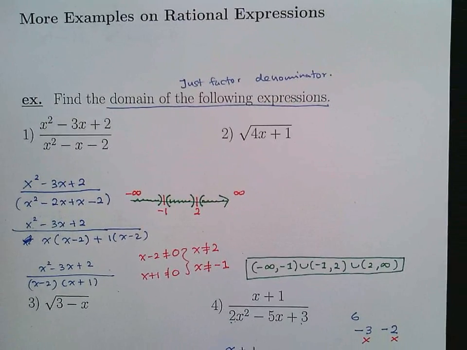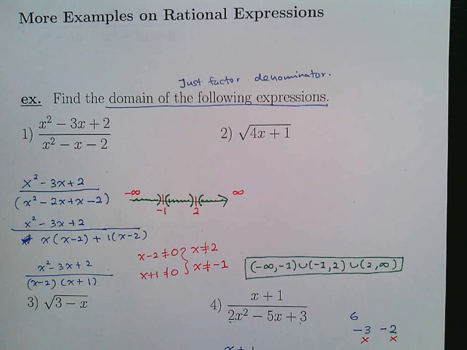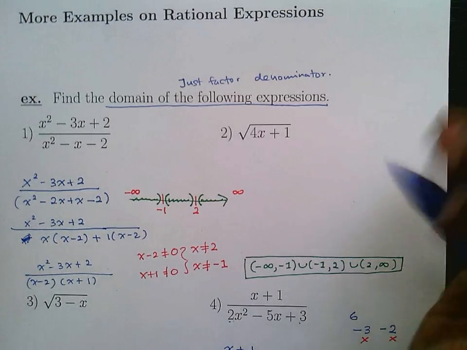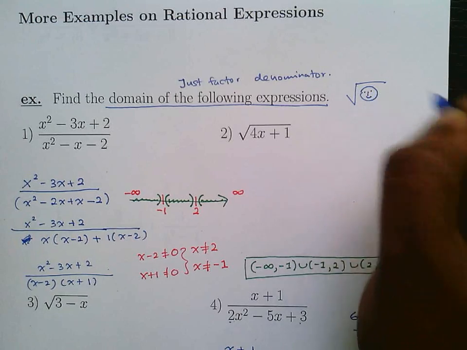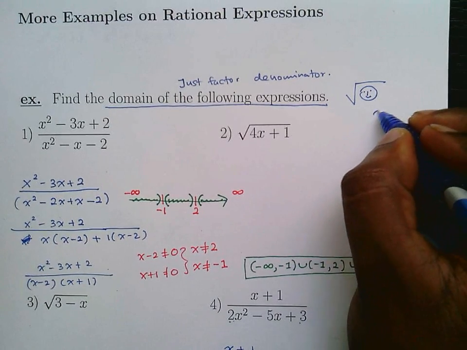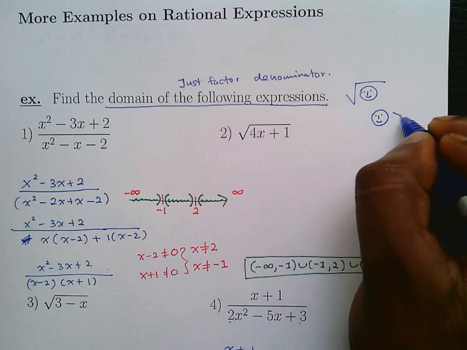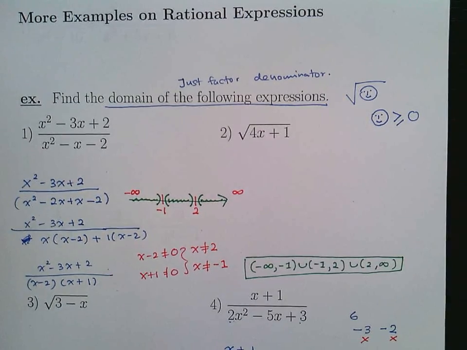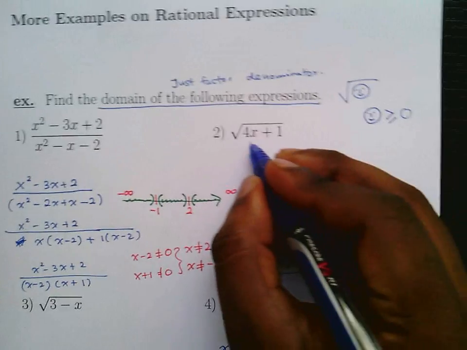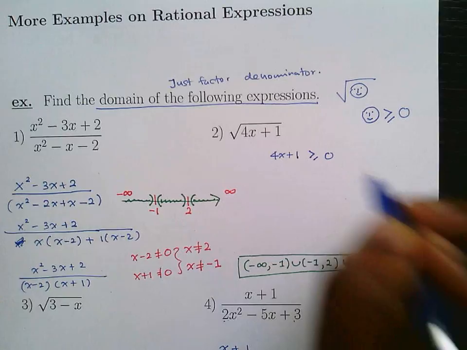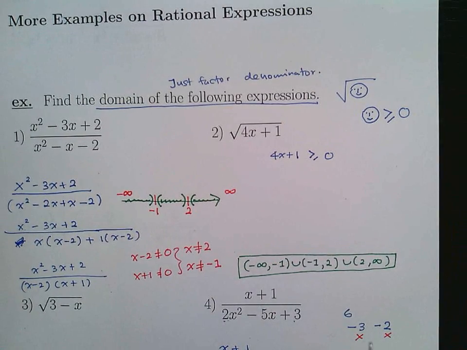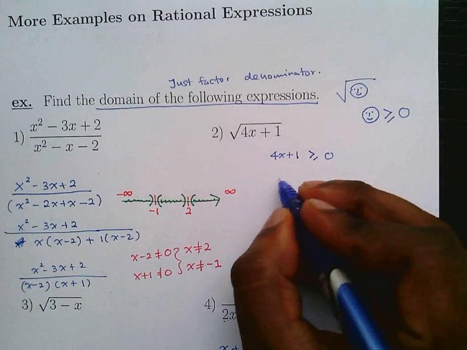Okay, now let's look at examples 2 and 3, because these examples are different. These are not rational expressions, these are square roots. Now when you have a square root expression, take the inside and make the inside greater than or equal to 0. So what you have here is 4x plus 1, that's the inside, make it greater than or equal to 0. You see there are no square roots here, it's just 4x plus 1 greater than or equal to 0.